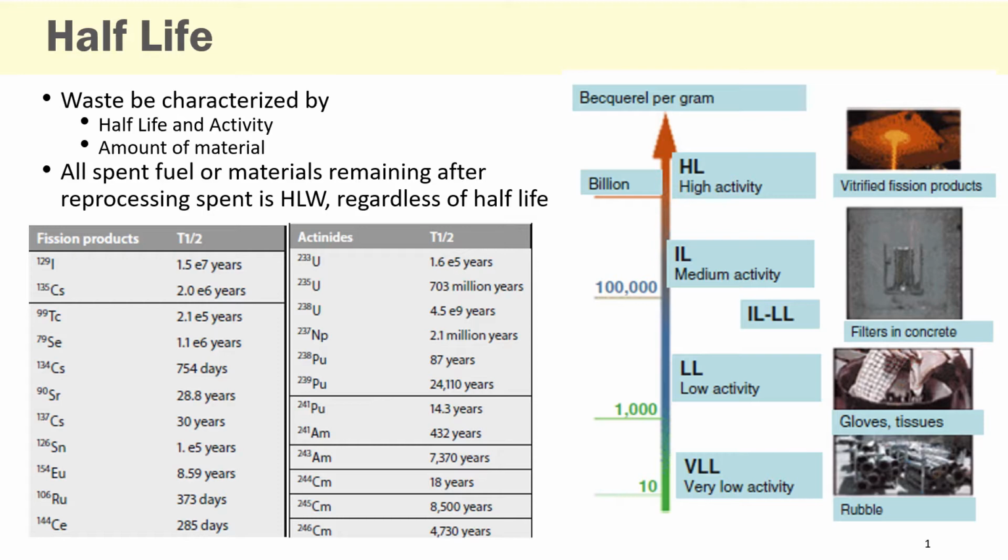We're going to start out with the graphic on the right and work our way up from the bottom to the top. The first type of waste is mine tailings. This is mostly uranium daughter products with half-lives in the thousands of years. The activity level is usually very low, on the order of less than 10 becquerels per gram. Normal storage for this type of waste is in situ storage.